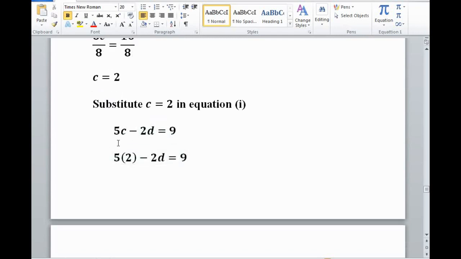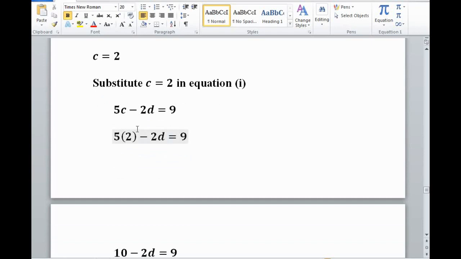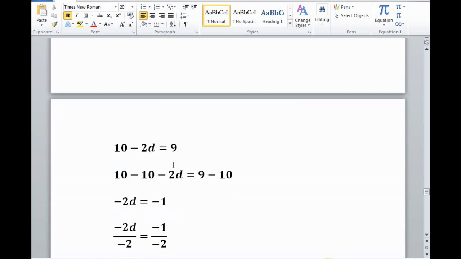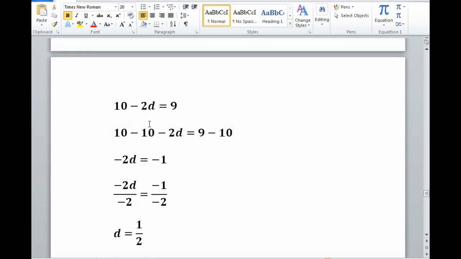So here we have equation 1, 5c negative 2d equals 9, since we have c equals 2. So I will substitute c equals 2 in this equation. Then we get 5 times 2, 10, negative 2d equals 9. Okay, next step. Let's take this positive 10 to the right side, or let's eliminate this positive 10 from the left side. For this, I will subtract 10 on both sides, right? I'm subtracting 10 from the left hand side and 10 from the right side.